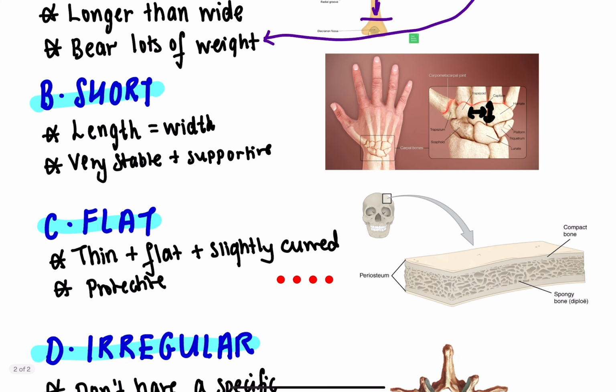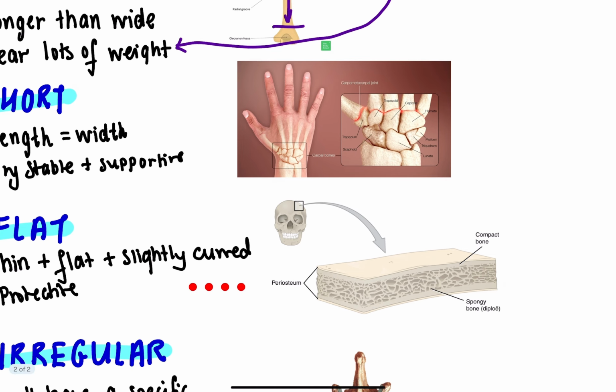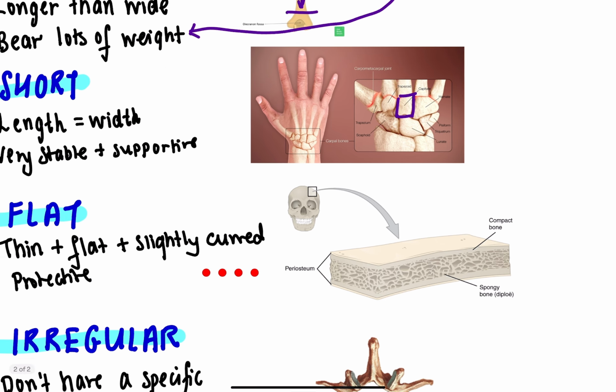Moving on, let's talk about short bones. Short bones, again, have a very obvious name, and they're quite short. This means that they have a relatively equal length and width. They kind of look like a square. My favorite example are the carpal bones in our wrist, and as you can see, they look like cubes that have relatively equal length and width.